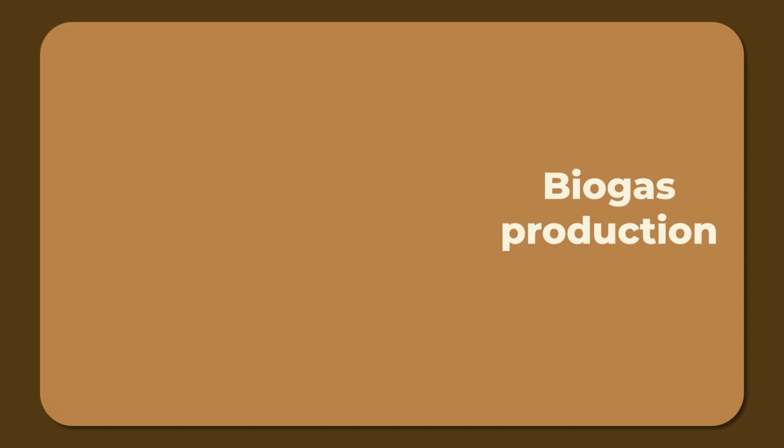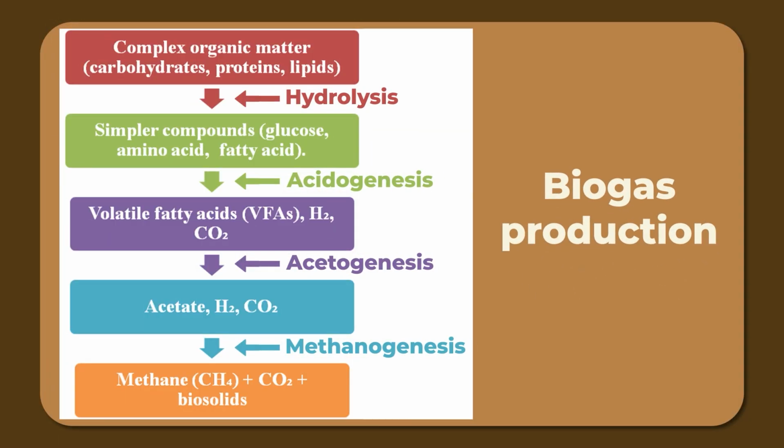Next, we will see the biogas production from the organic wastes of the food industry. Once the organic waste from the food industry is collected, it is stored in a sealed container, because an anaerobic condition is required for biogas production. In that container the microbes will act on the organic waste, and there will be hydrolysis of the organic matter. The carbohydrates, proteins or lipids present in the food waste will be hydrolyzed to form simpler compounds like glucose, amino acids or fatty acids.